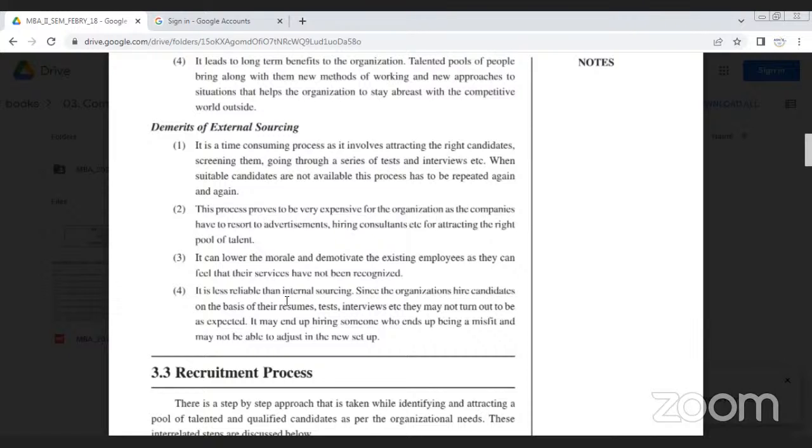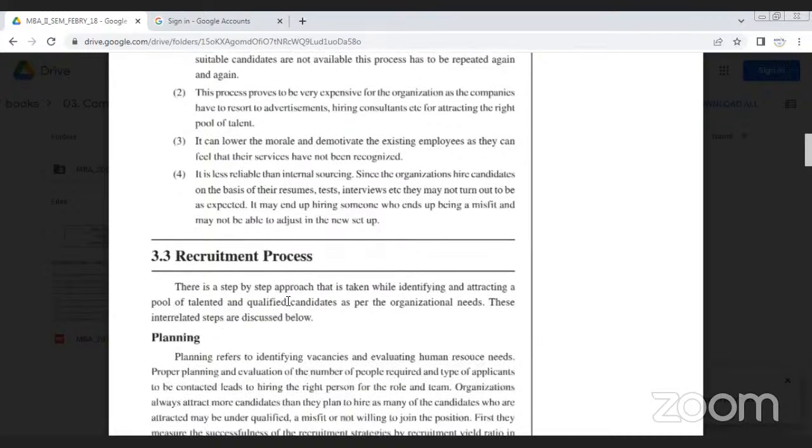Third, it can lower the morale and demotivate the existing employees as they can feel their efforts have not been recognized. It is less reliable than internal sourcing since organizations hire candidates on the basis of their resumes, interviews, etc. They may not turn out to be as expected. It may end up hiring someone who ends up being a misfit and may not be able to adjust in the new setup.